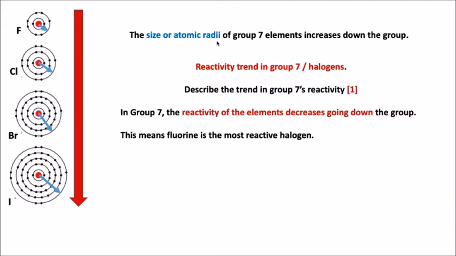This means that fluorine becomes the most reactive halogen, because if reactivity is decreasing down the group, then the most reactive one will be fluorine and the least reactive one will be iodine.